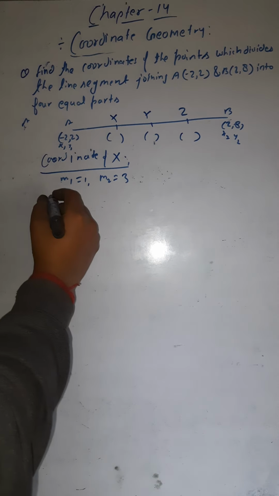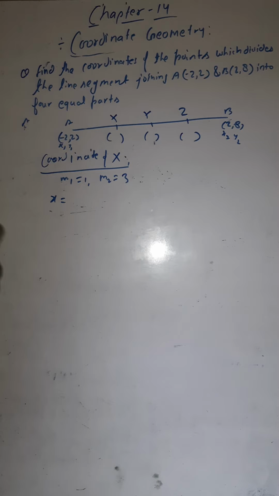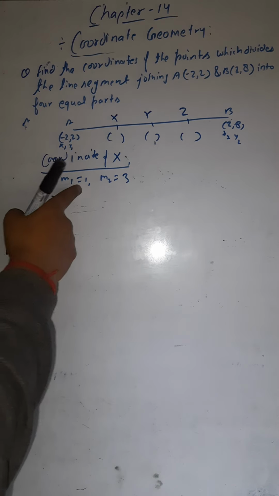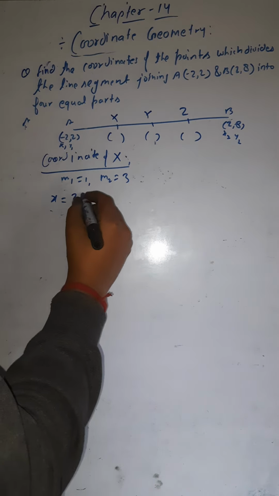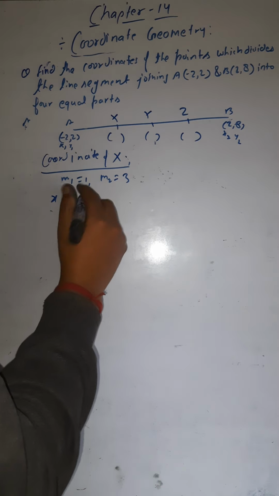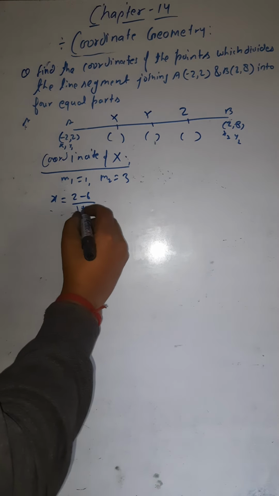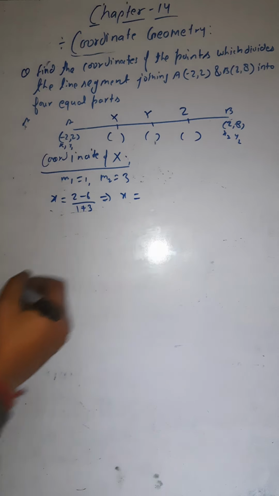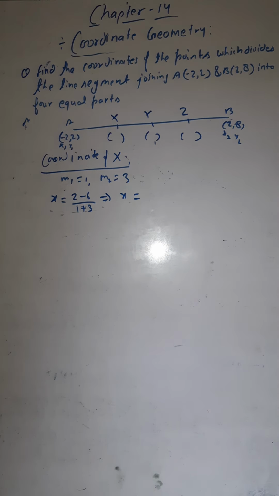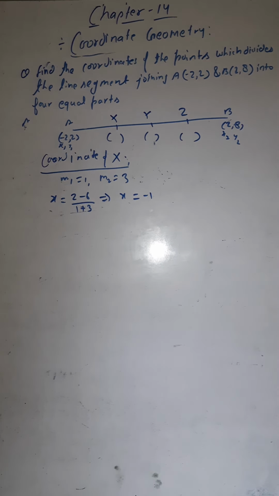First you find the value of x. The section formula for x is (m1 x2 plus m2 x1) divided by (m1 plus m2). So m1 x2: m1 is 1, x2 is 2, so 1 times 2 is 2, plus m2 x1 means 3 times minus 2, which is minus 6, divided by m1 plus m2, meaning 1 plus 3. So x would be equal to 2 minus 6, which is minus 4. Minus 4 by 4, the answer would be minus 1. This is the value of x.